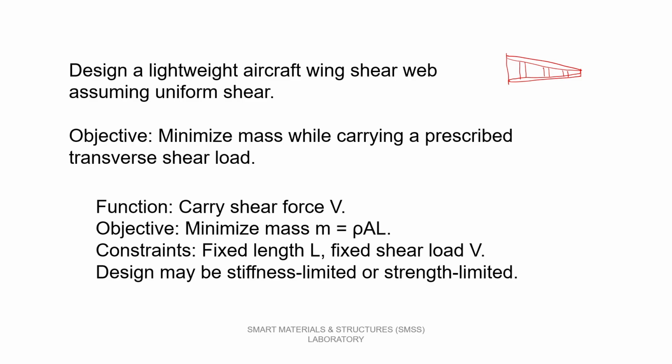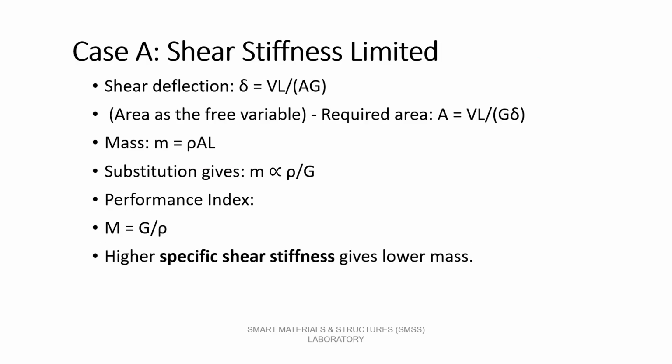Okay. So, for this shear web, we have to assume uniform shear, otherwise there will be some correction factor. The objective is to minimize the mass of these shear webs while carrying a prescribed transverse shear load. Okay. So, carry the shear force that is given to you, minimize the mass m, fixed length L, fixed shear V, and the design may be stiffness limited or strength limited. So, that is what we are going to see now. Okay, so, there are two cases just like the shaft. The first case is shear stiffness limited.